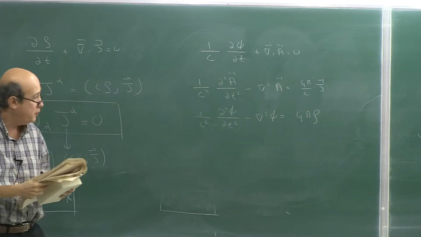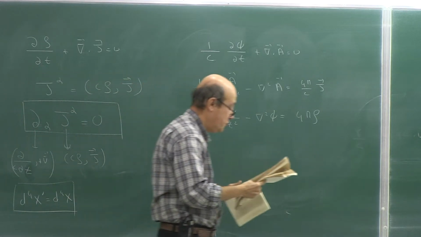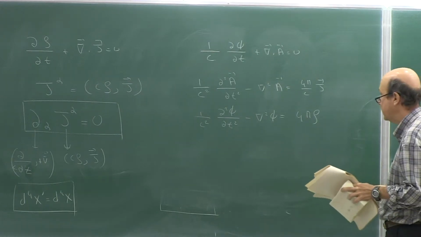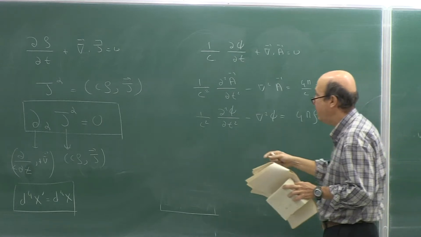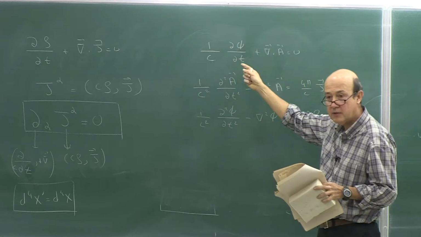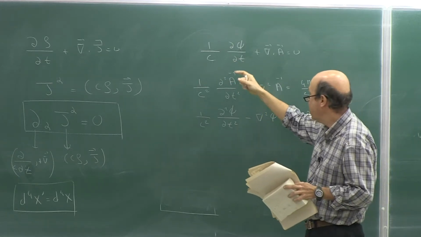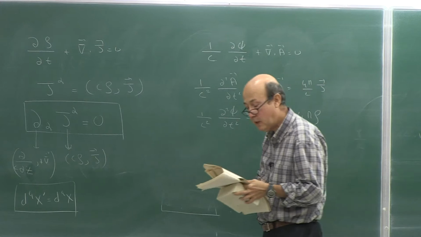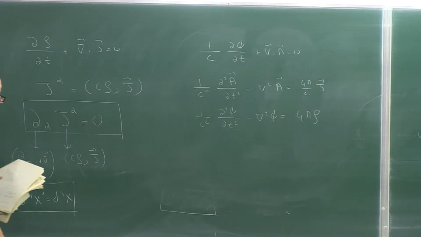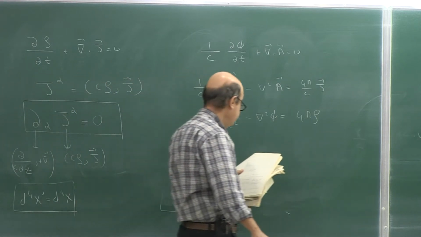And this is for, I am using the Gaussian units. And can we define another 4-dimensional quantity? If you make a comparison with this equation and that equation, they are in a similar form. So if you want to define a 4-dimensional potential, that is very simple.